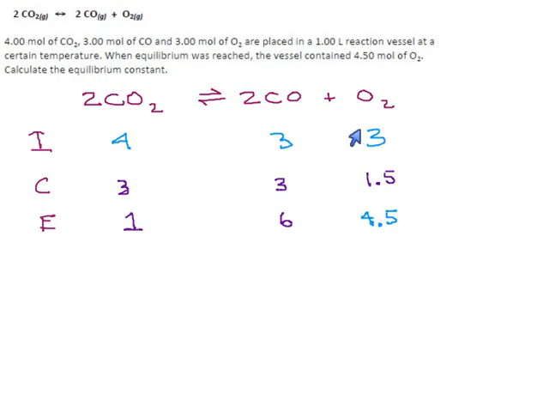That all good? 3 plus 1.5, total goes here. 3 plus 3, total goes here. 4 minus 3, new total goes there.